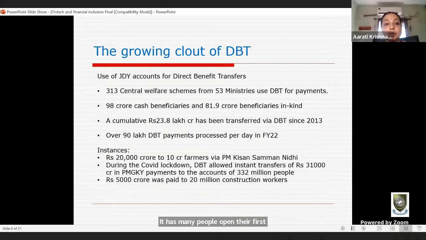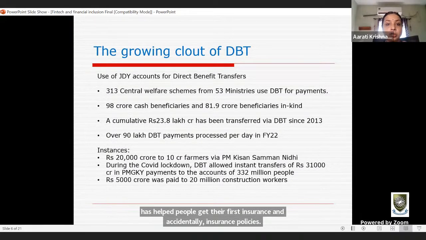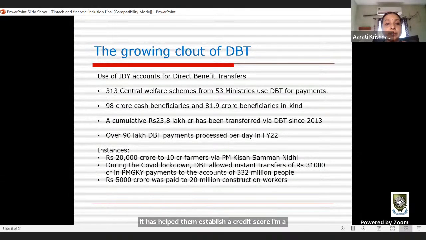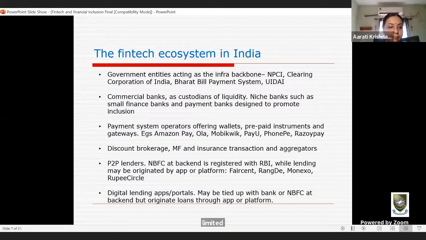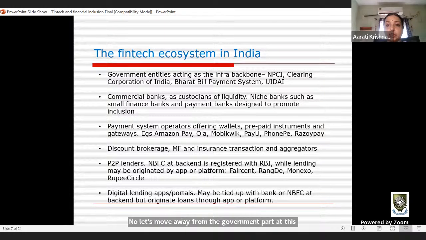It has helped people get their first insurance and accident insurance policies. It has helped them establish a credit score. And it has helped all these welfare payments to be going directly into the bank accounts of the beneficiaries with very limited leakage, right?